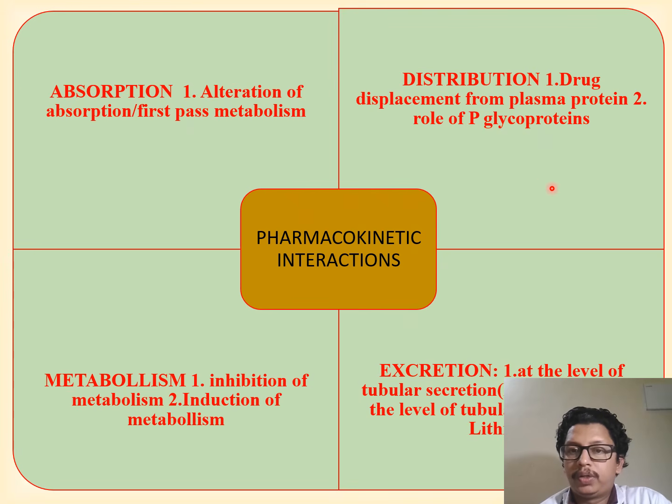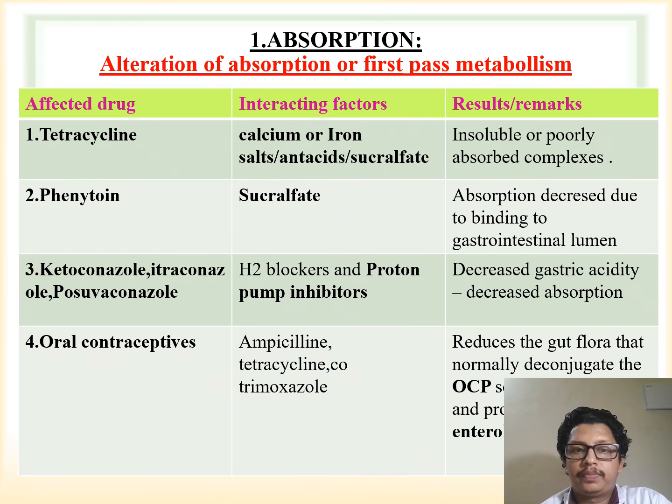So we are moving on to the absorption phase. What are the possible drug-drug interactions? Common examples: if you give calcium, iron, salts, antacids or sucralfate with tetracycline, it forms insoluble, poorly absorbed complexes, so it hinders absorption of tetracycline. If you give sucralfate with phenytoin, absorption decreases due to binding in the gastrointestinal lumen.